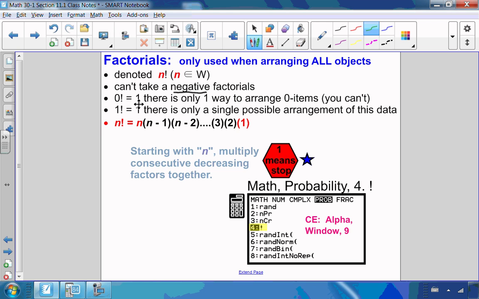0 factorial is going to be 1. The only way you can arrange 0 items is one way because you just don't arrange them. And then 1 factorial, if it's one object arranged, there's just one way of doing it. So those are some special factorials.